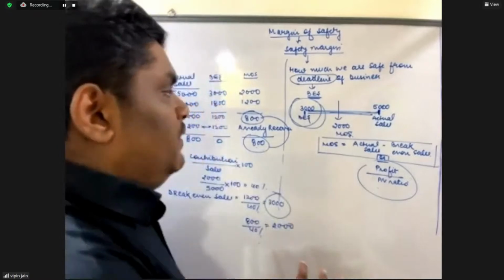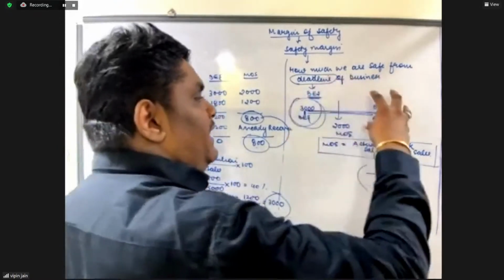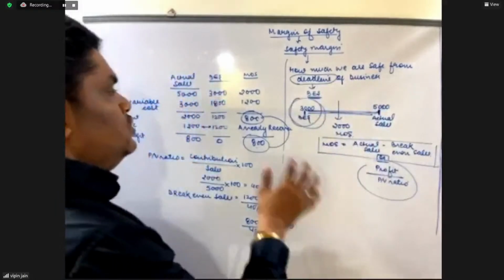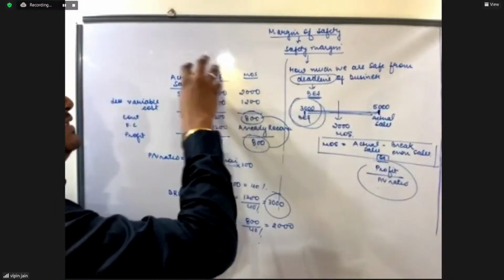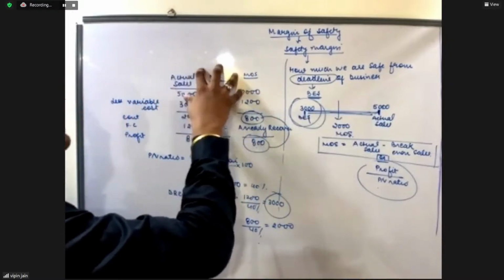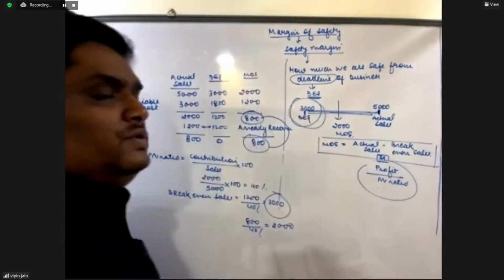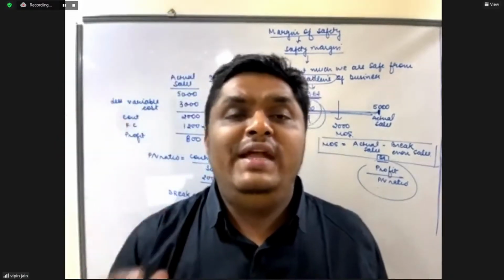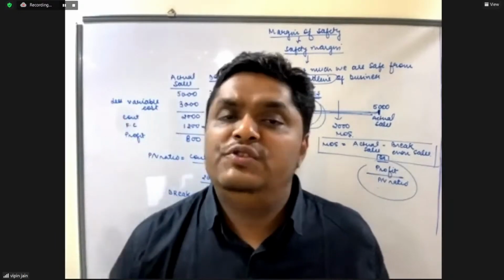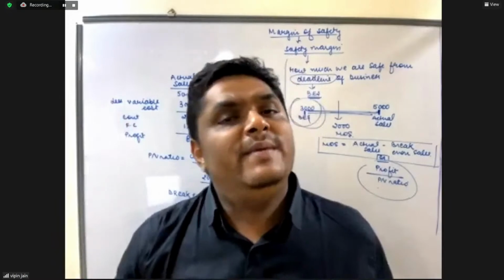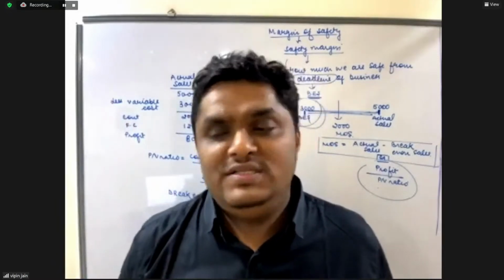Again, I'm telling you, this is the dead point, and here I'm standing. So how much safe I am, that shows the margin of safety. So 3,000 sales is my break-even sales, and my actual sales is 5,000. So how much safe I am from my dead point? Very simple, 2,000. That is my margin of safety. And whatever contribution we are getting from margin of safety will be profit. So that's why we can say profit plus zero fixed cost divided by PV ratio we call the margin of safety.